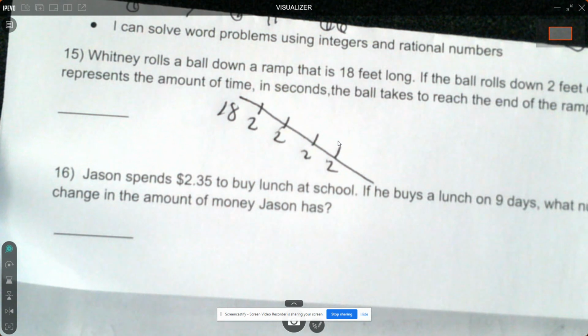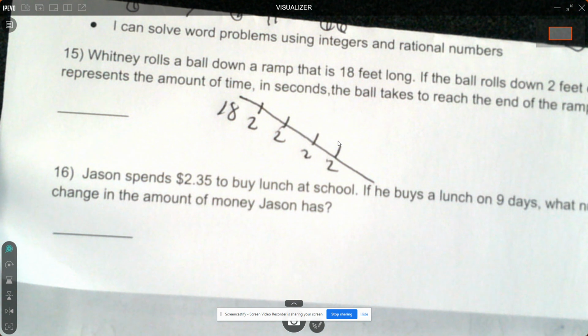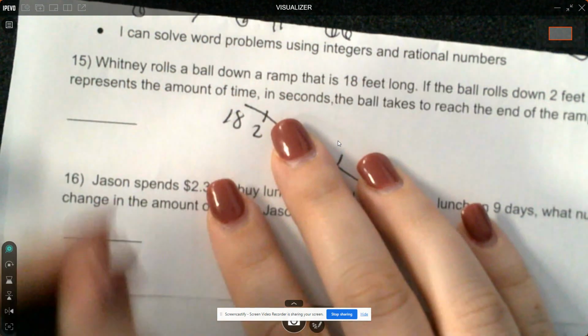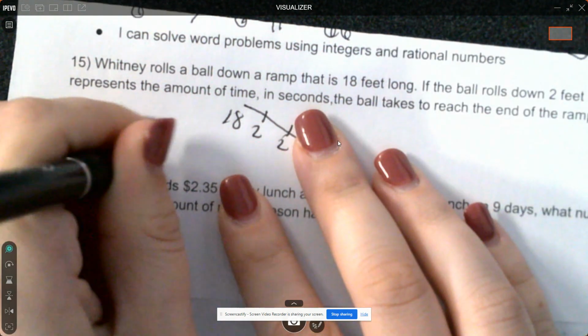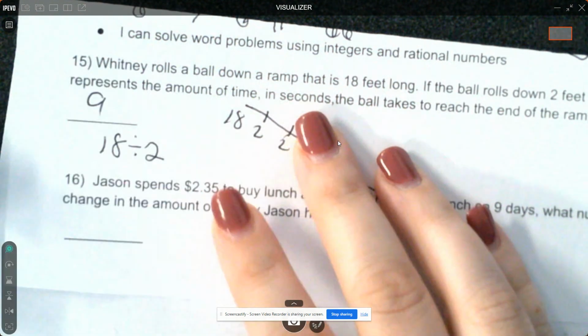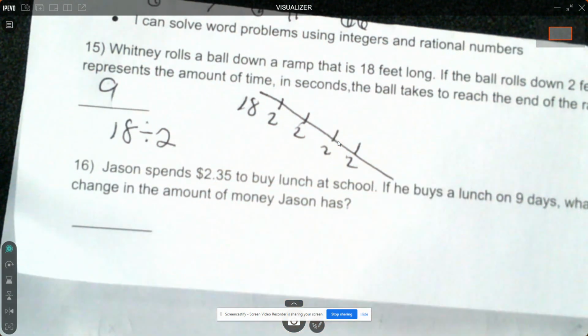So every second it's going down 2 feet. So to solve this, you're either going to add, subtract, multiply, or divide 18 and 2. What would you do if the ball's rolling down the ramp and every second it goes 2 feet? What would you do, Keelan? You're going to divide. So 18 divided by 2, we know is 9. So it would take 9 seconds to get to the bottom.